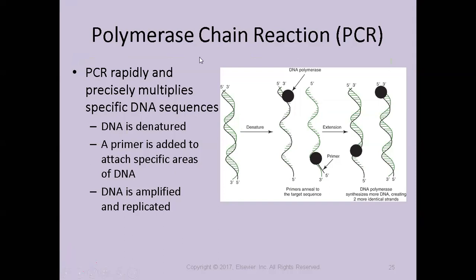Just going to briefly talk about PCR, polymerase chain reaction, because this is one of the molecular tests that really is a workhorse. And so with PCR, it rapidly and precisely multiplies specific sequences of DNA. And so here we see our DNA, double helix. And so firstly, they denature the DNA, meaning they unwind it. They add a primer that's going to attach to a specific part of the DNA, and then they replicate it and amplify it. Okay, and that's just really a simplification.